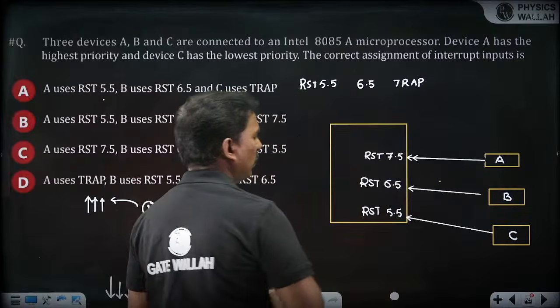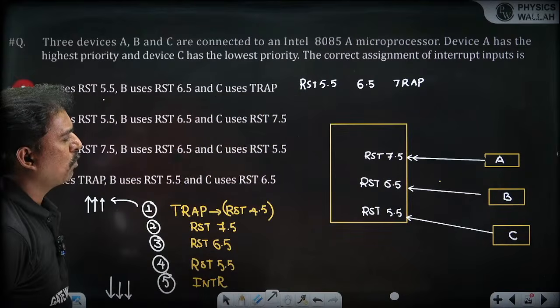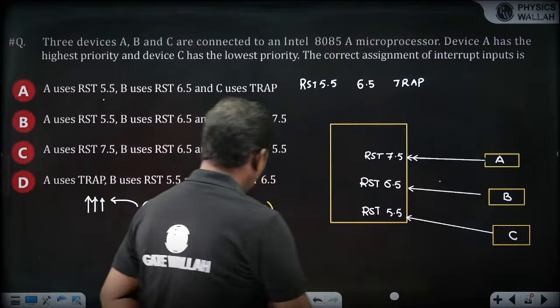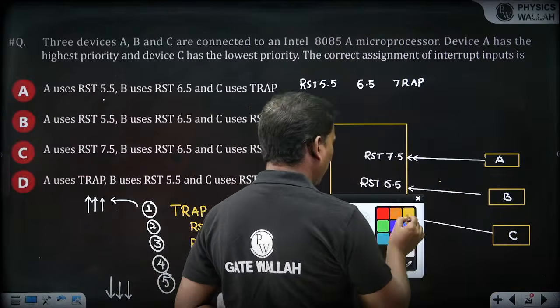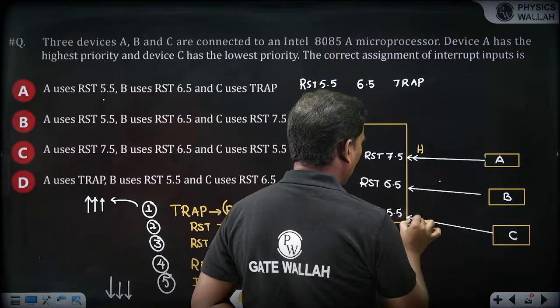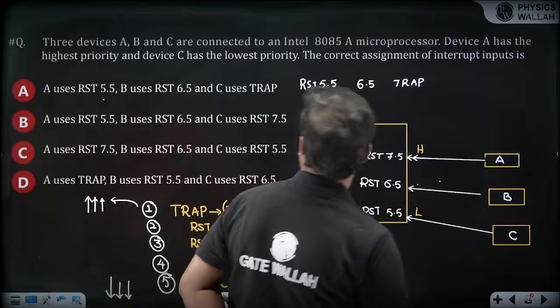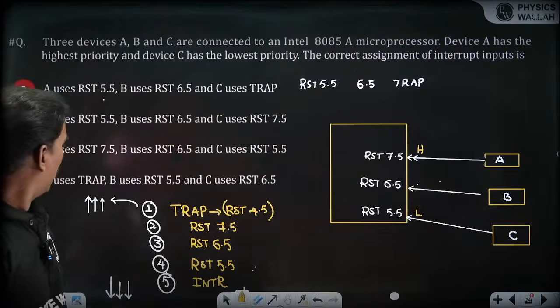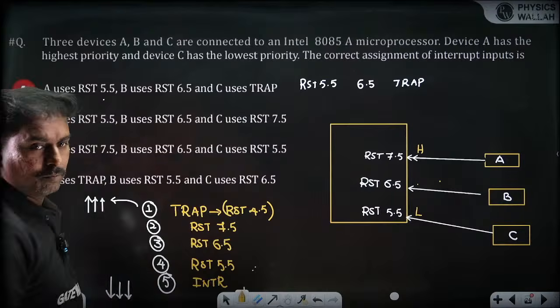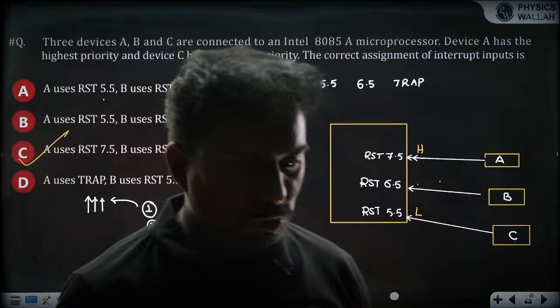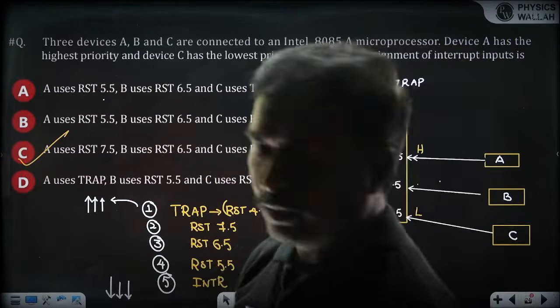Got it? 7.5, 6.5, 5.5. So this is the highest priority. This is the least priority. So this is middle. Done. So option C is the right answer. Yes, Vishnuvardhan, option C is the right answer.